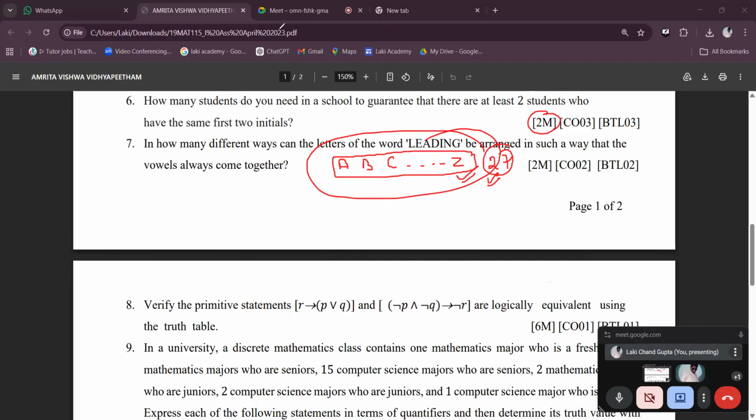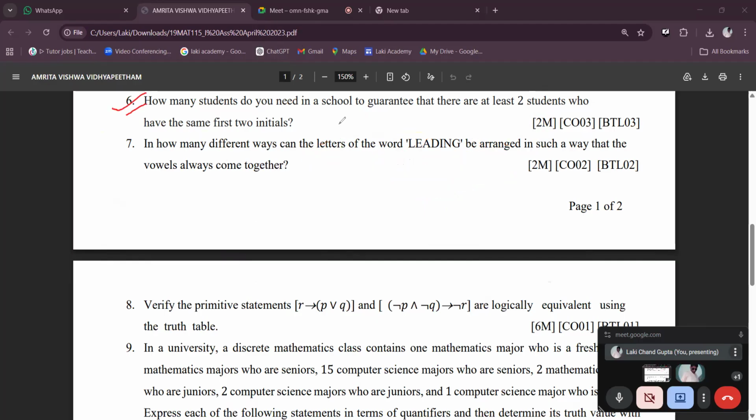So how will you write this? N number of students divided by 26 is equal to 2. What is 26? Here the number of pigeonholes will be 26, the 26 letters. In pigeonhole, always use the ceiling function.